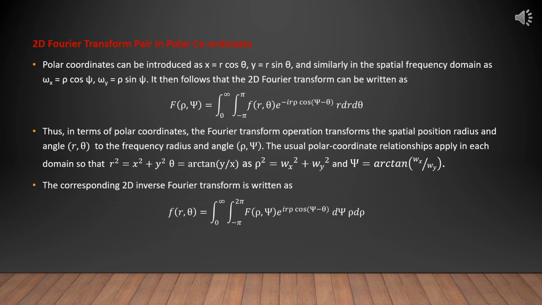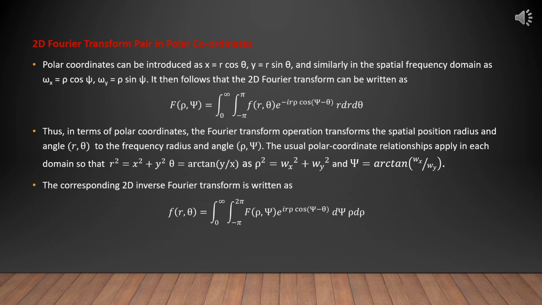By applying this, we can find the Fourier transform in polar coordinates, where rho and psi are the frequency domain variables, and r and theta are the time domain variables, where r is the radial distance and theta is the angle. Similarly, the inverse Fourier transform can be written as f of r comma theta equal to the integral from 0 to infinity and the integral from minus pi to pi of capital F of rho comma psi e to the power j r rho cos of psi minus theta, d psi rho d rho.